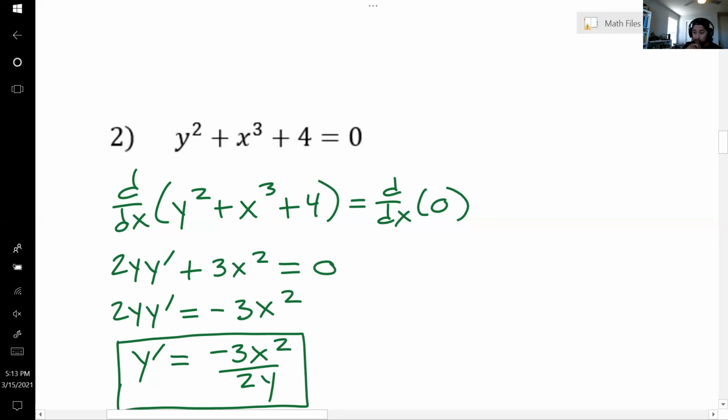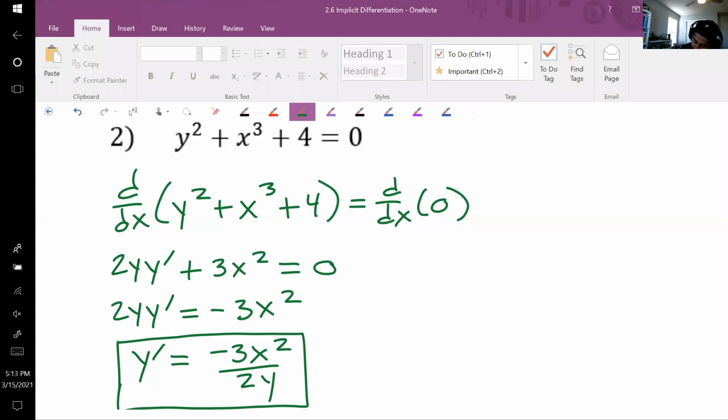Okay. Any questions on that? Whenever you have 2y y prime, do you have to do it in a fraction every time? What do you mean fraction? Because you put it negative 3x squared over 2y. Yes, because we're solving for y prime, so we divide off the 2y. Oh, okay. I see it. Thank you.